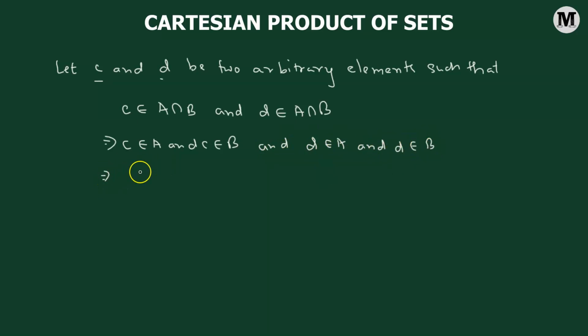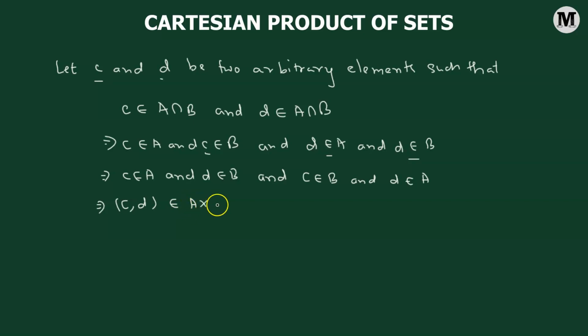Now we can rewrite the statement as c belonging to the set A, and d belonging to the set B. Next we can combine these two differently and write c belonging to the set B and d belonging to the set A. What does it mean? We are saying that c belongs to set A and d belongs to set B, so the ordered pair (c, d) is an element that belongs to the Cartesian product of A and B. The other statement simply means that if we have c belonging to B and d belonging to A, then the ordered pair (c, d) belongs to the Cartesian product of B and A.